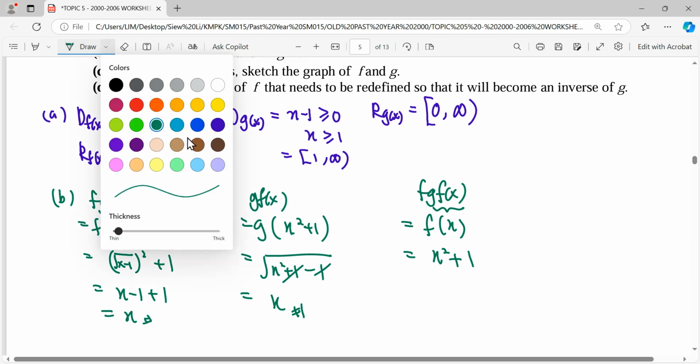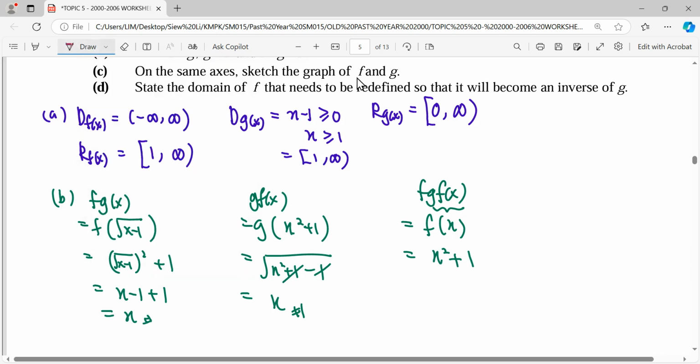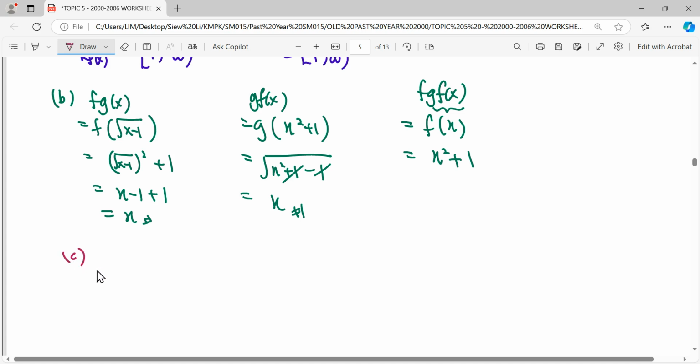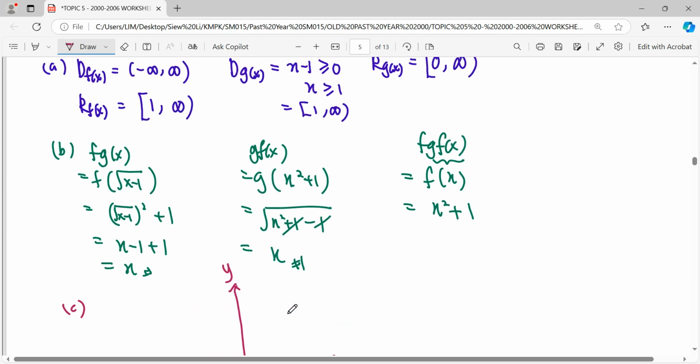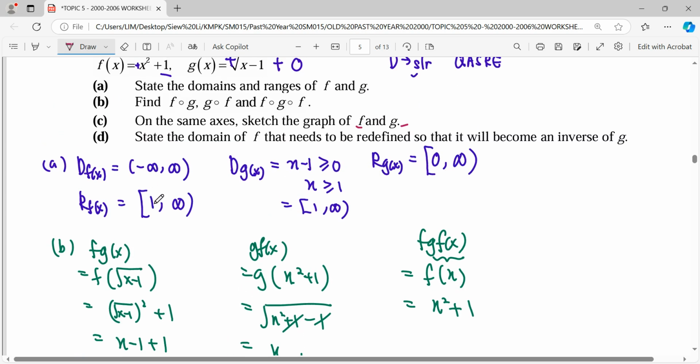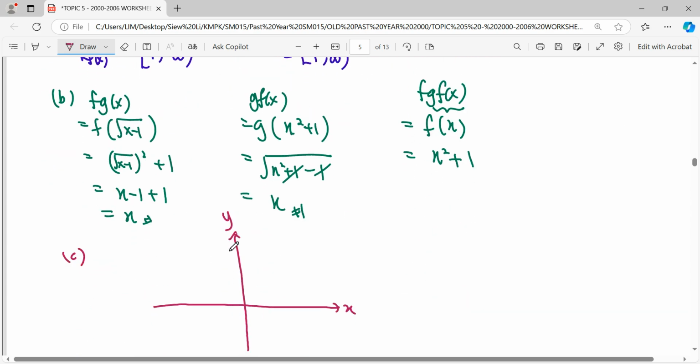Then we move on to question C. They ask us to draw the functions f(x) and g(x) on the same axes, meaning the same Cartesian axes, x-axis and y-axis. Draw both functions together here. For the quadratic, the minimum value is 1. You can see the quadratic is ax squared plus bx, but we don't have a bx term, so it is symmetric about the y-axis. The intercept here will be 1. So a positive quadratic is concave upward. So this is our f(x) equals x squared plus 1.